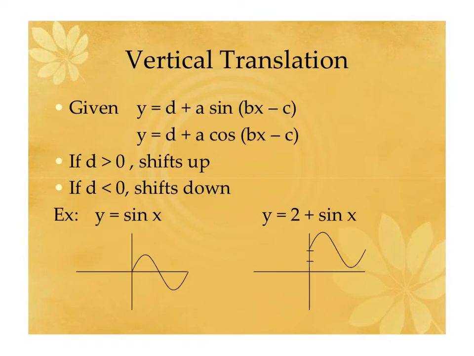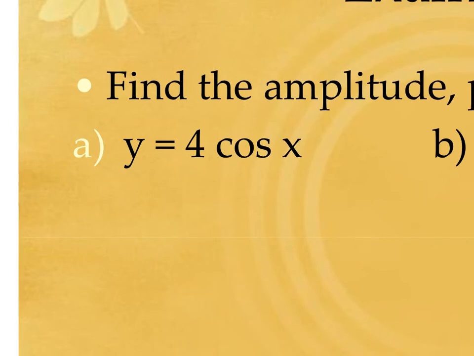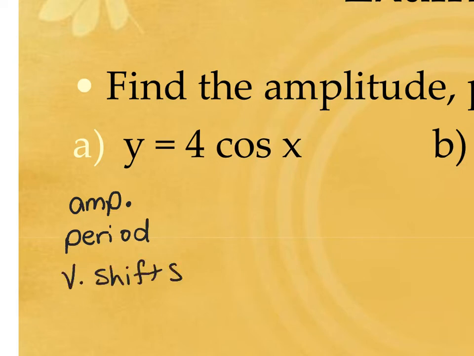So, we'll talk about vertical translations. What does it mean to vertically shift up or down? What does that mean? To move it up or down on the y-axis. Y-axis. So let's look at an example, okay? We're going to find the amplitude on all of these. I'm just going to do a bunch of examples. We're going to find amplitude. We're going to find the time period. And we're going to find any vertical shifts and reflections.